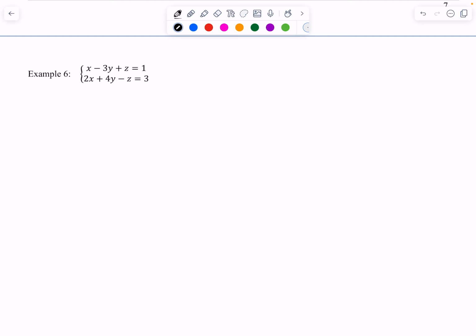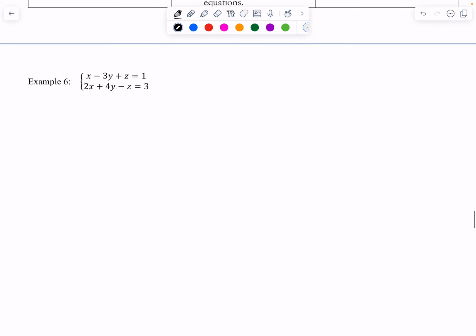Now, when I go to look to see if it's proportional, you can write 1 over 2. You can write negative 3 over 4. You can probably already stop. You might already notice that it is not proportional. These are not all equal to each other. So we're not able to do the thing we did before where we had the multiple free variables.